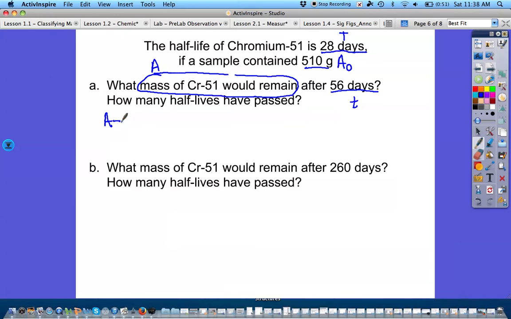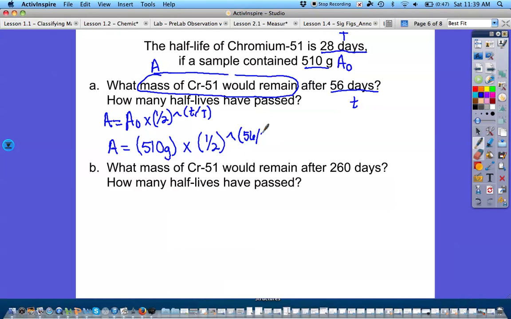So our equation: A equals A sub 0 times 1/2 to the power of little t divided by big T. We're trying to find A, so we're going to write that down. A equals 510 grams multiplied by 1/2 to the power of little t, which is 56 days, divided by 28 days. And you should get 127.5 grams.